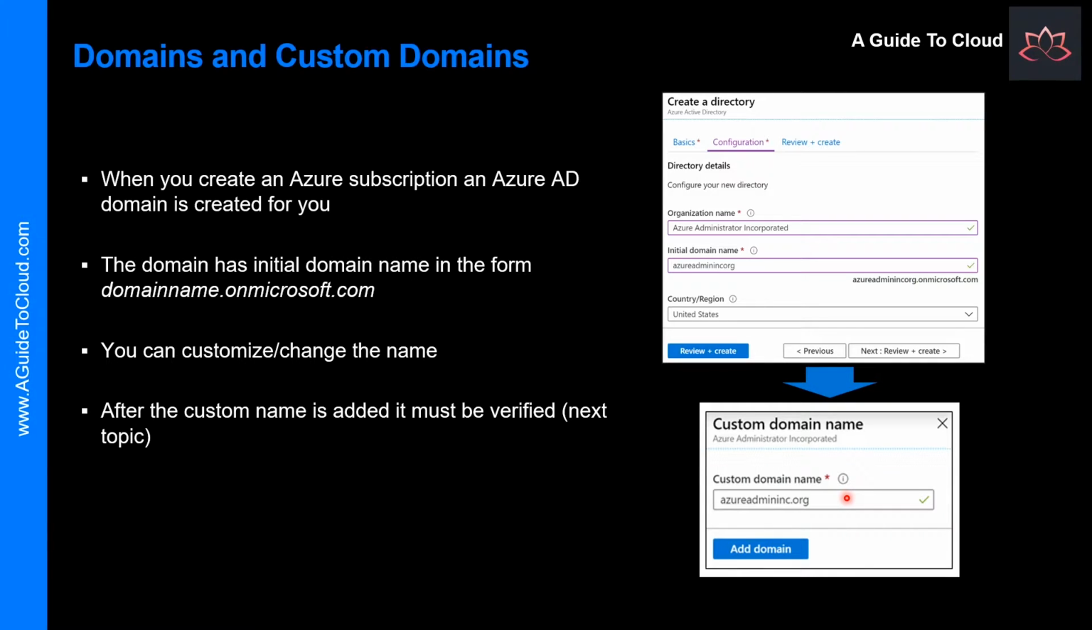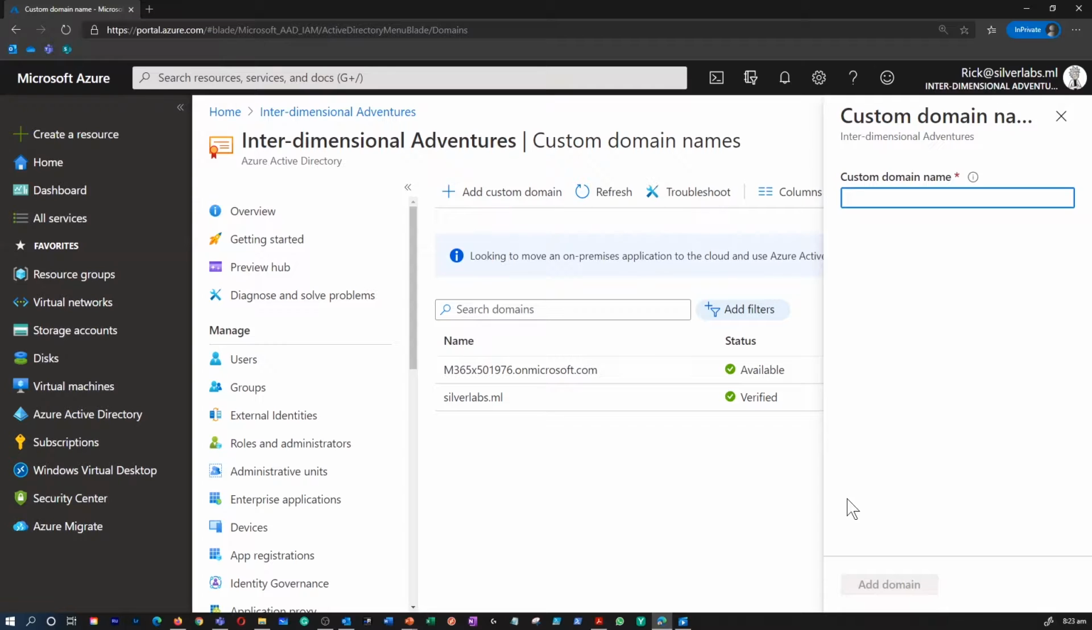Although the initial domain name of the directory can't be changed or deleted, you can add any routable custom domain you control. This simplifies the user sign-in experience by allowing users to log in with credentials they are familiar with. For example, contoso.gold.onmicrosoft.com could be assigned to a simpler custom domain called contoso.com or contoso.gold.com. In my case, it's silverlabs.ml.